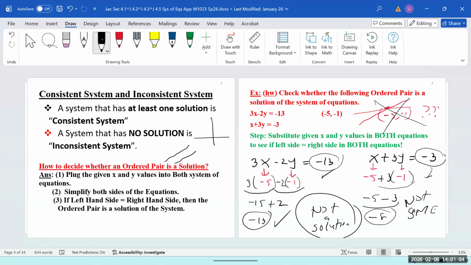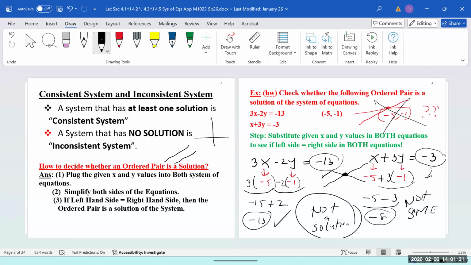So we have two lines. One line, I'm not sure, probably is here. The other line is probably decreasing. So that point is not -5, -1. It's a different point. So how do you find that point? That's the next part of our lecture.